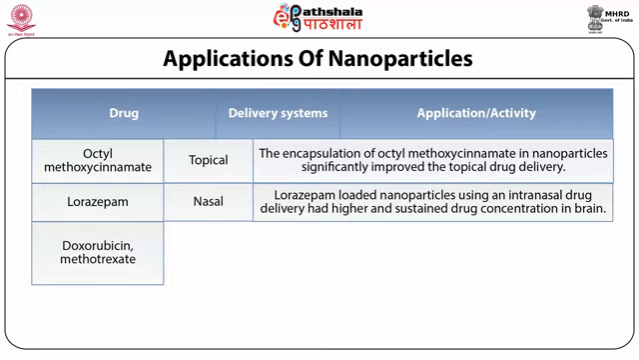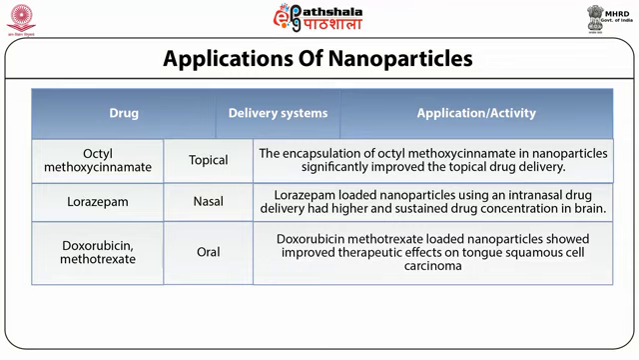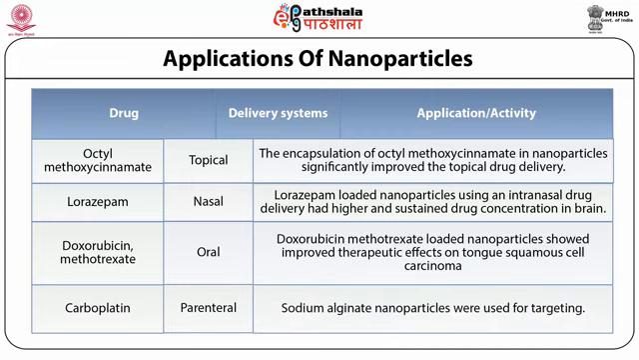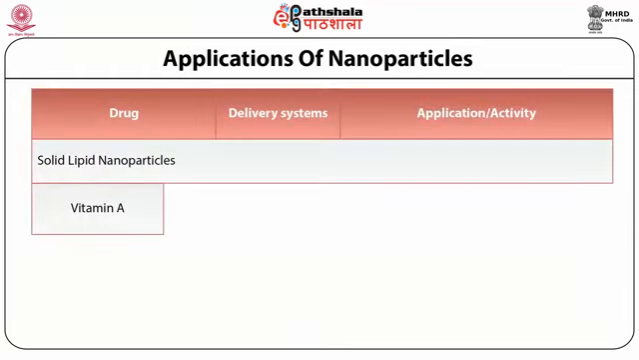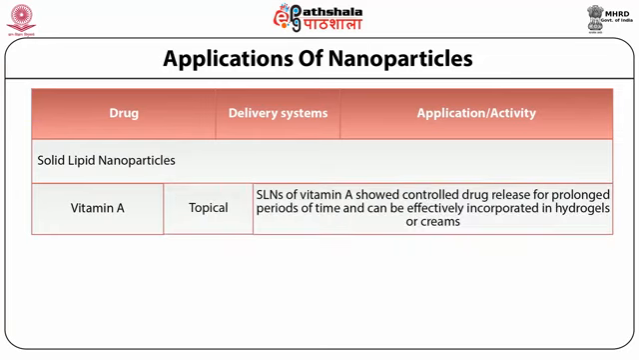Then doxorubicin and methotrexate, both given by the oral route. Doxorubicin-methotrexate loaded nanoparticles showed improved therapeutic effect on tongue squamous cell carcinoma. Then we have carboplatin, which is given by the parenteral route, and is designed in the form of sodium alginate nanoparticles used for specific targeting. Another example is vitamin A, designed for topical application, and solid lipid nanoparticles of vitamin A have shown controlled drug release for prolonged periods and can be effectively incorporated in hydrogels or creams.